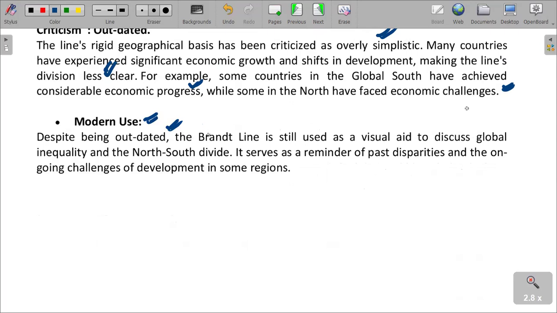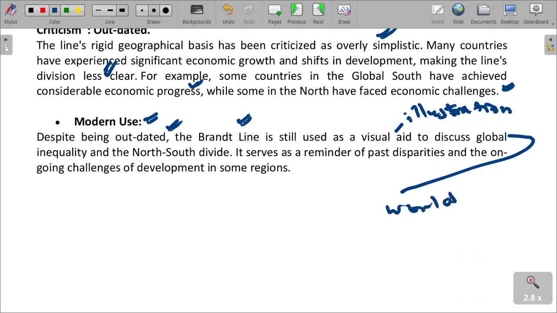the Brandt line is still used as a visual aid, as a visual illustration, in order to discuss global inequality, world variation, and the north-south divide, which actually serves as a reminder of past disparities and ongoing challenges of development in some regions.